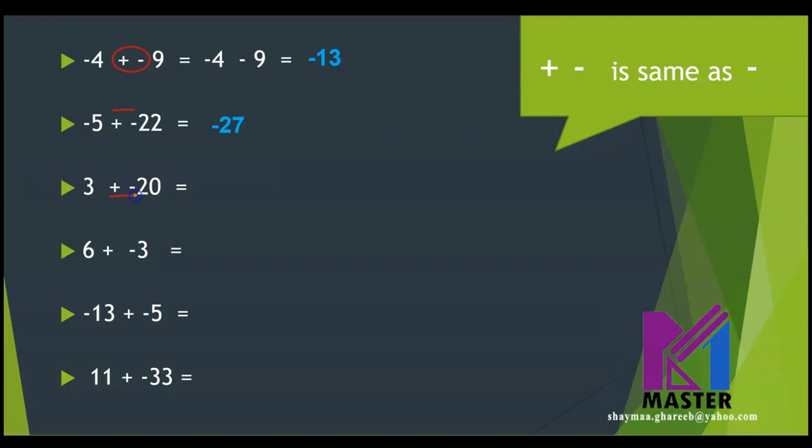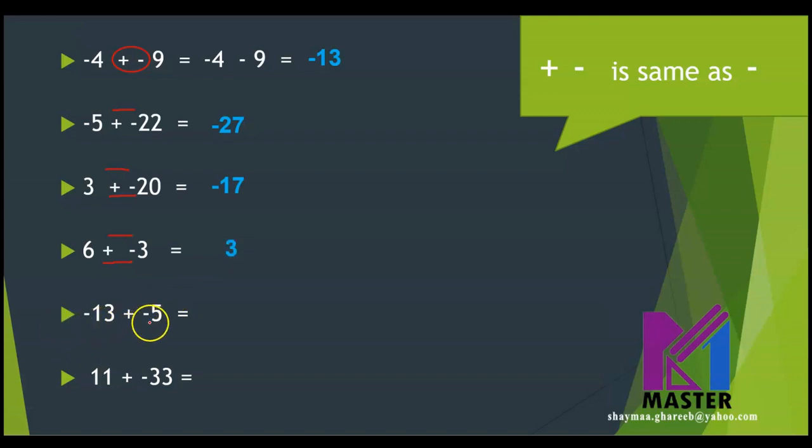For the second example, I'm going to do exactly the same. It will be 3 minus 20. 3 minus 20 gives negative 17. This example, 6 plus negative 3 will be changed into 6 minus 3, which is 3.